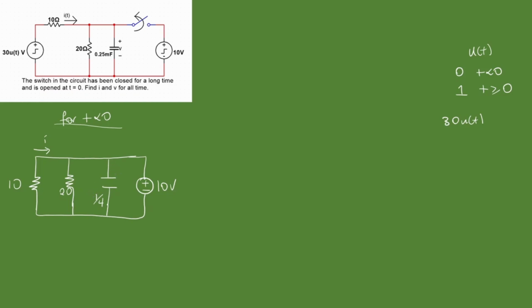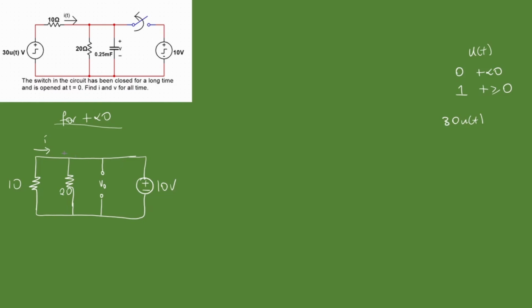So what do we do? We're looking for, at t less than 0, what are we looking for? V0, the initial voltage across the capacitor. So remember, for t less than 0 the switch is closed for a long time. Our capacitor becomes fully charged and becomes an open circuit. So we can transform this to an open circuit and make V0 the voltage across it.